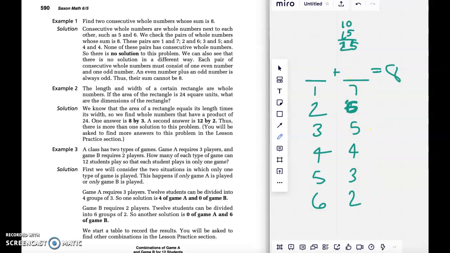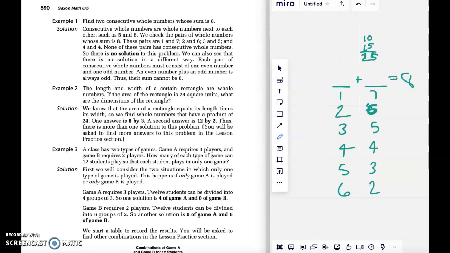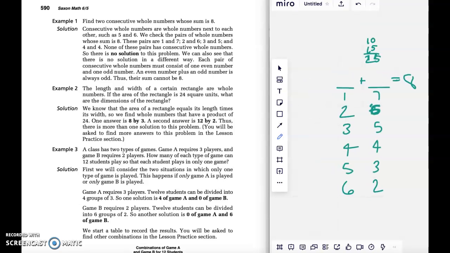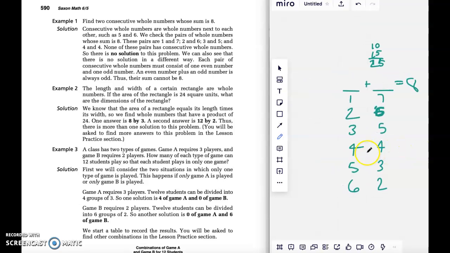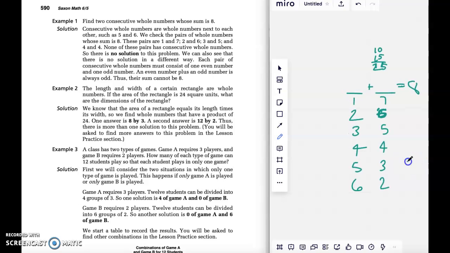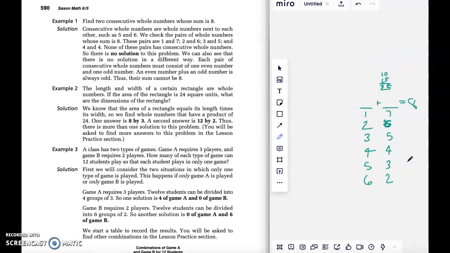So that right there is going to mean that there's no answer. There's no solution to this problem. All right, let's go to example 2. It says, the length and width of a certain rectangle are whole numbers. If the area of the rectangle is 24 square units, what are the dimensions of the rectangle?